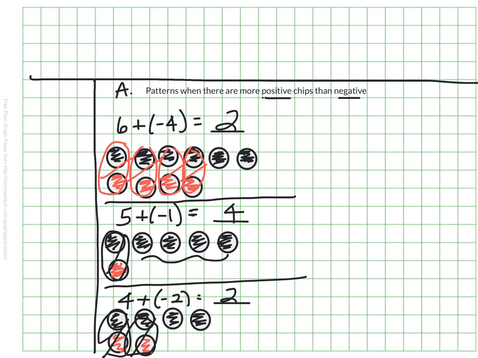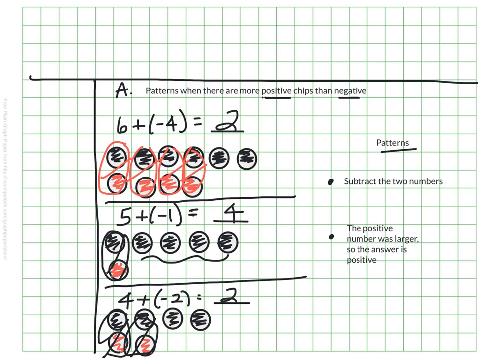On the side here, I'm going to write down what I've noticed. The first pattern I seem to notice is that I appear to be subtracting the two numbers. 6 minus 4 equals 2. 5 minus 1 equals 4, and 4 minus 2 equals 2. That seems to be the connection that I'm seeing. The second thing I'm noticing is that my answers seem to be positive.